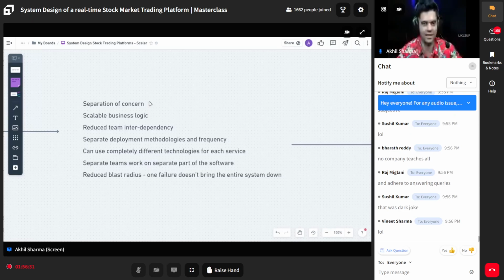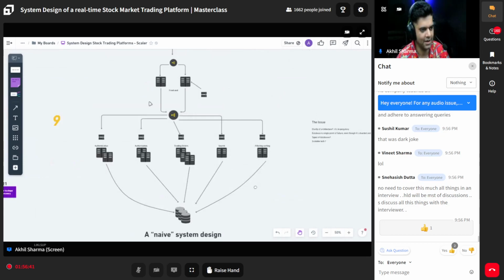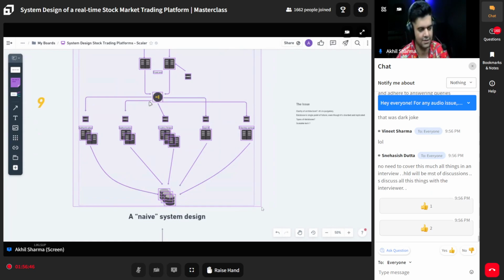That's called a reduced blast service. So you apply all these concepts that you learned in one year of engineering, and then you design this kind of system design. But you can pass with this system design if you have one year of experience. The interviewer will say, okay, very good, you have passed, amazing. But if you have more than one year of experience, you will fail if you draw this in your system design interview, okay?